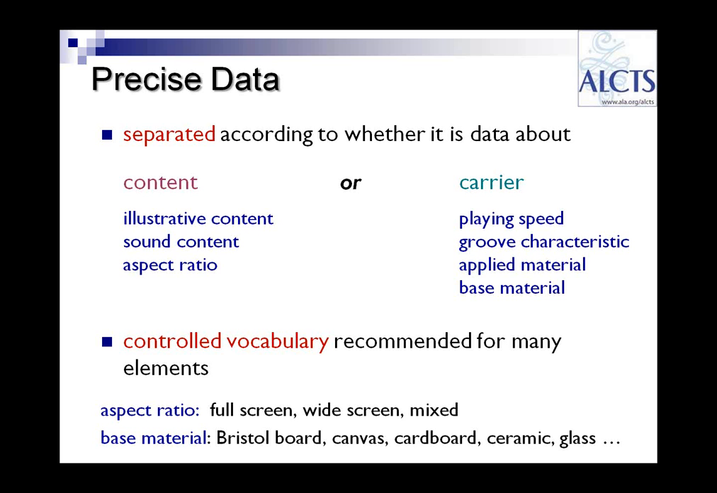And in addition, these data elements are separated according to whether data is about content or carrier. So with RDA, you have no confusion between content and carrier, and it's very clear, for example, that illustrations, sound content, aspect ratio are attributes that describe the content, whereas playing speed, groove characteristic, applied material, and base material are attributes that describe the carrier. In addition, there's controlled vocabulary, as I mentioned before, for many of the elements. And here we see a couple of examples.